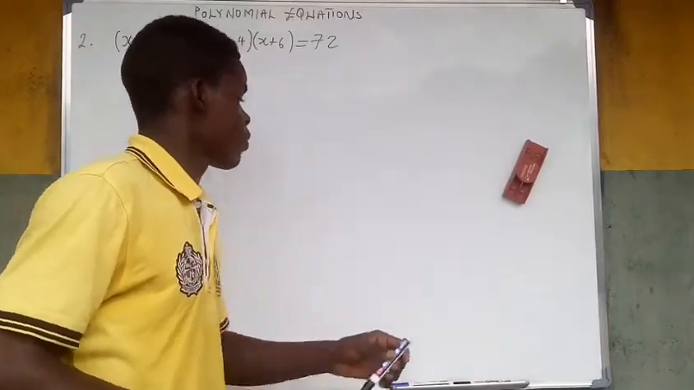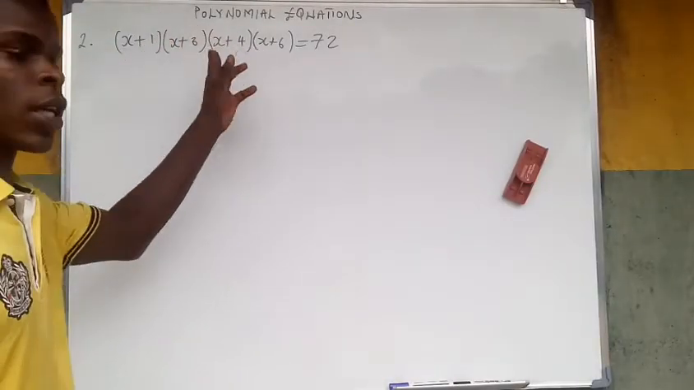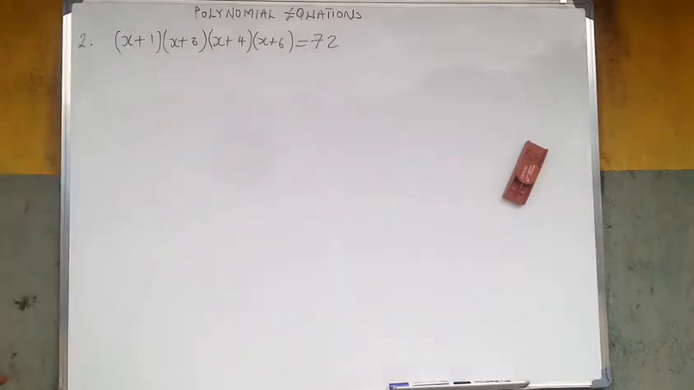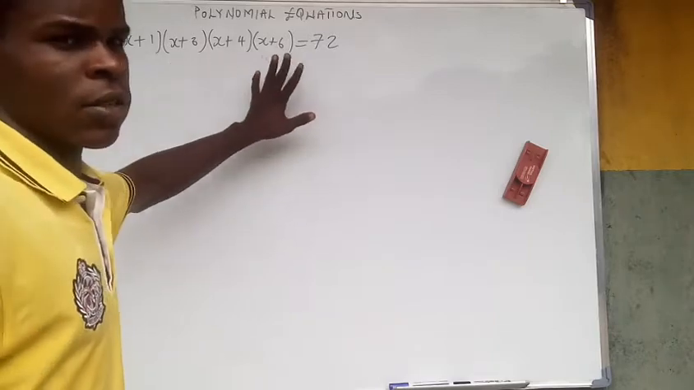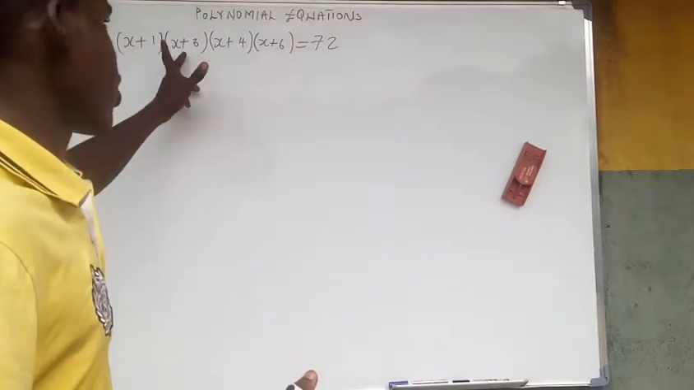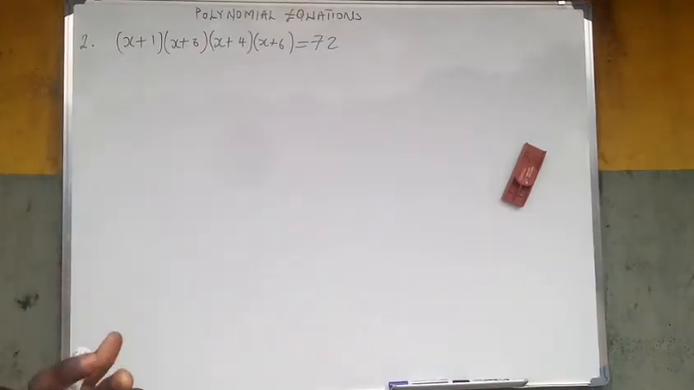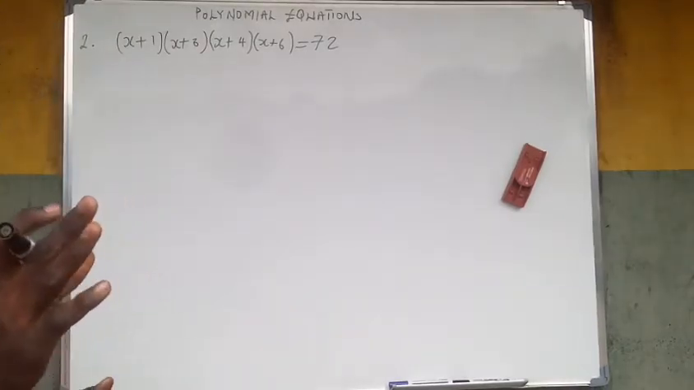x plus 1 times x plus 3 times x plus 4 times x plus 6 equal to 72. You know, we can still expand this. We expand it, the highest power will be x to the power 4, just like the other one. But let's not go through that long process.